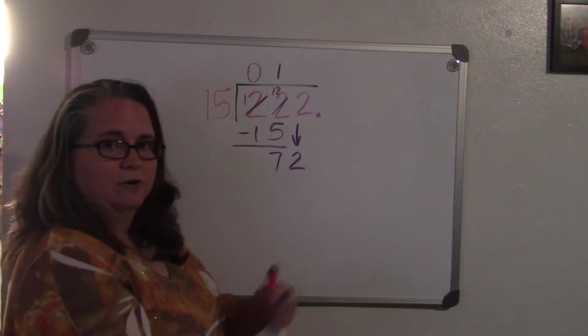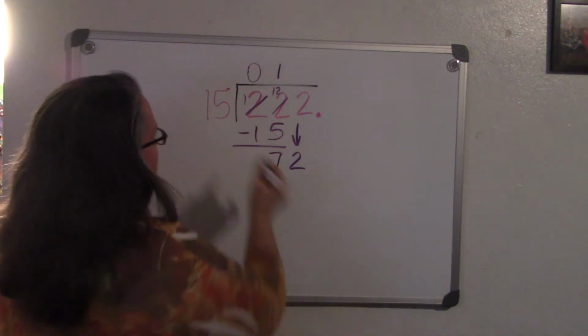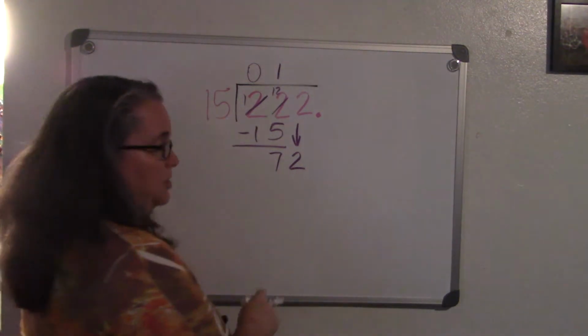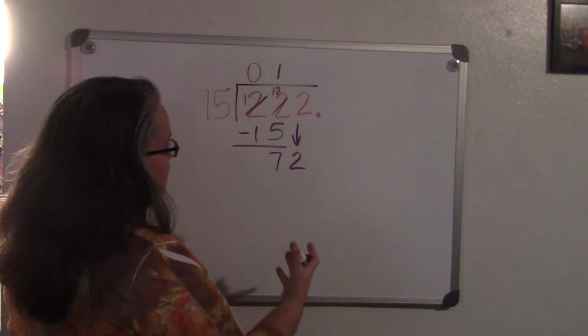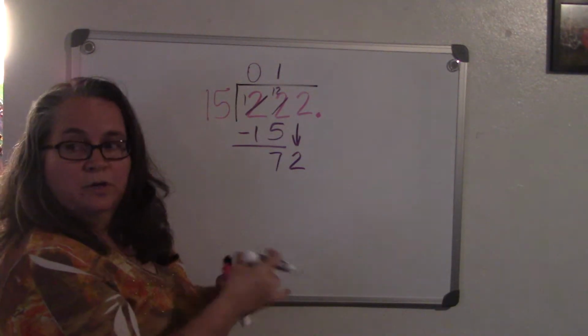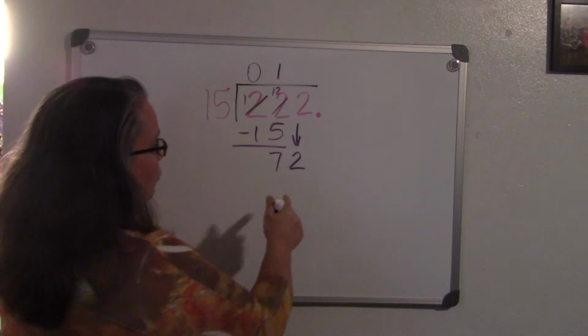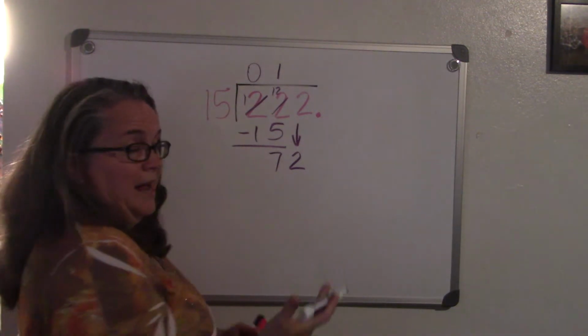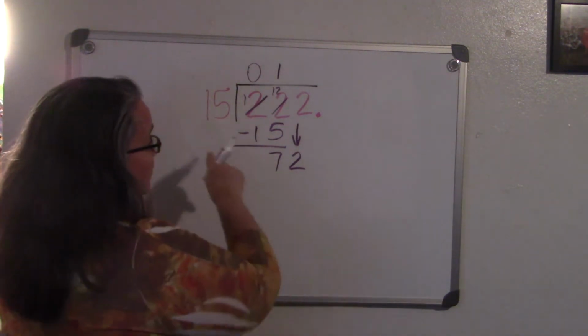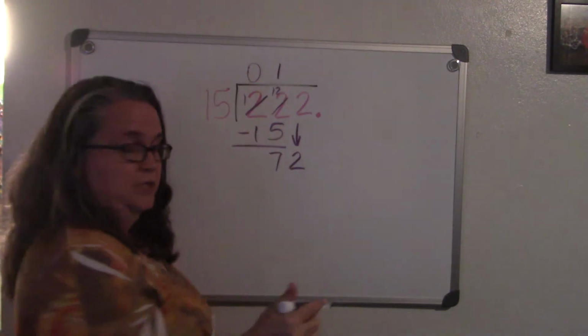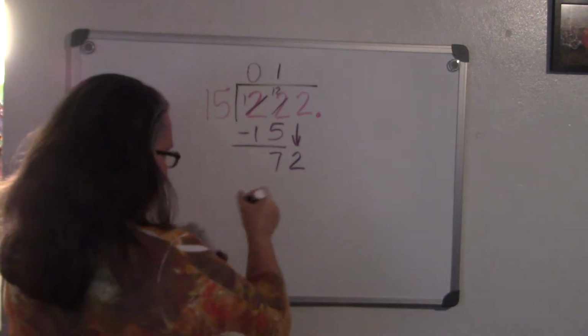I'm going to bring down my 2. Look, I get to draw an arrow. It's kind of like a picture for some of you. So does 15 go into 72? There are a couple ways you could do it. You could multiply it through, or you could just subtract. One way or the other. So I'm going to show you how to do it if you don't know your multiplication. I'm going to subtract 15.